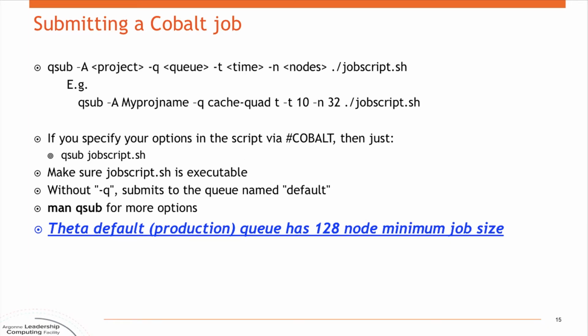If you don't specify a queue, you'll get the default production queue. For most sessions here where we've reserved nodes, the name of the queue will be training. That'll appear on a different slide as well. And then just in general, outside of this ATPESC, for small tests, you'd want to use one of the debug queues. They're called debug-cache-quad and debug-flat.